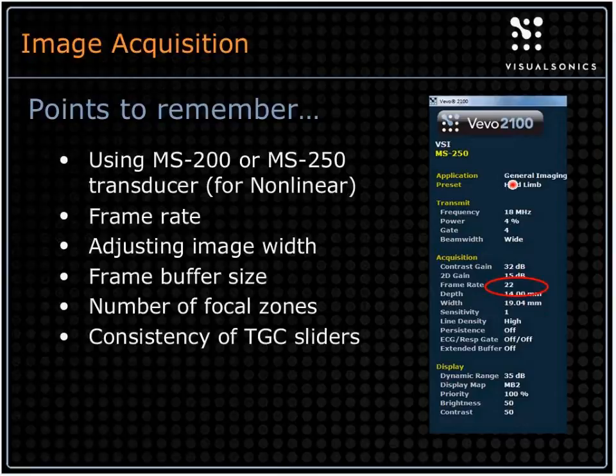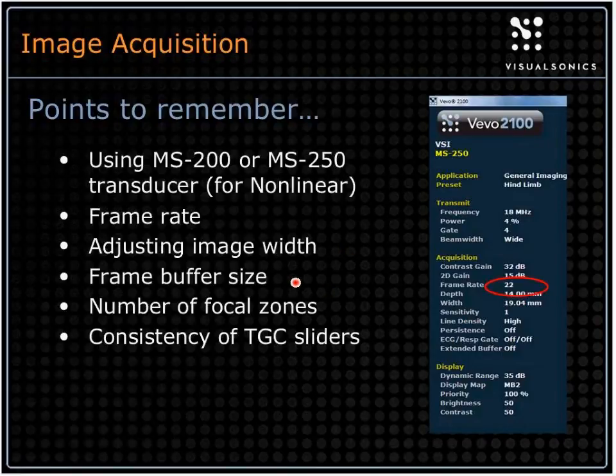We have an example here of the mode settings panel from the 2100, and this shows a width of 19 millimeters. You can stretch that out or clip it in to really focus in on the area that you're interested in. The image width will affect the frame rate, as also will the number of focal zones. In the current version of our software, we've changed it so that you go to one focal zone in nonlinear contrast, which is the way it should be. In earlier versions, you could have more than one focal zone. Hopefully, you've been adjusting that a little bit as you've been imaging.